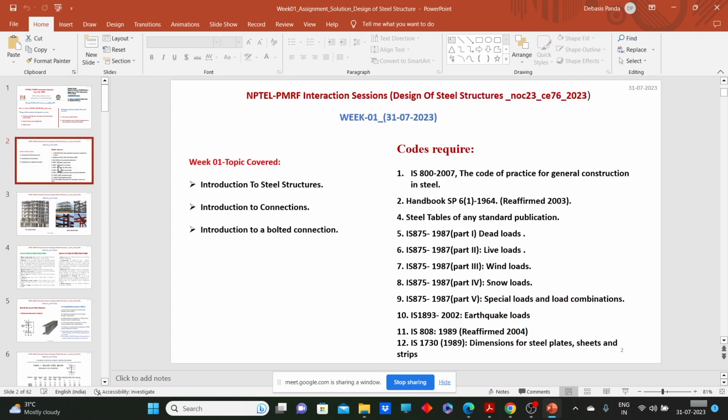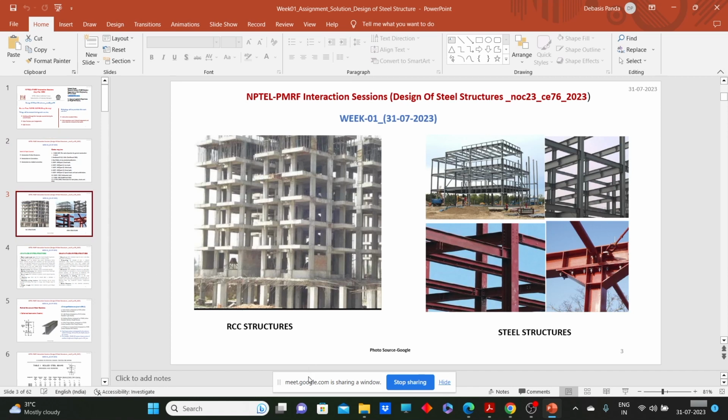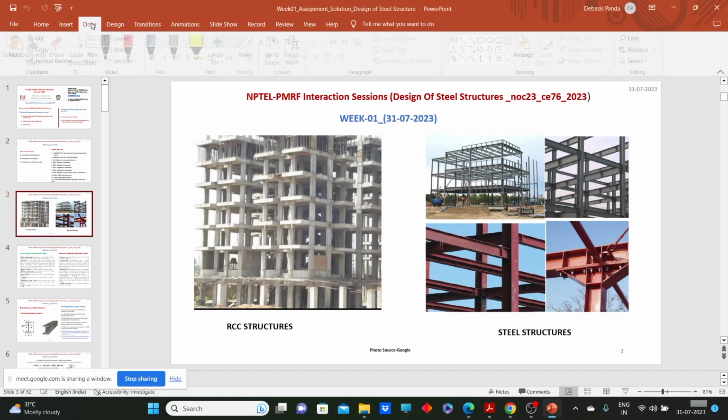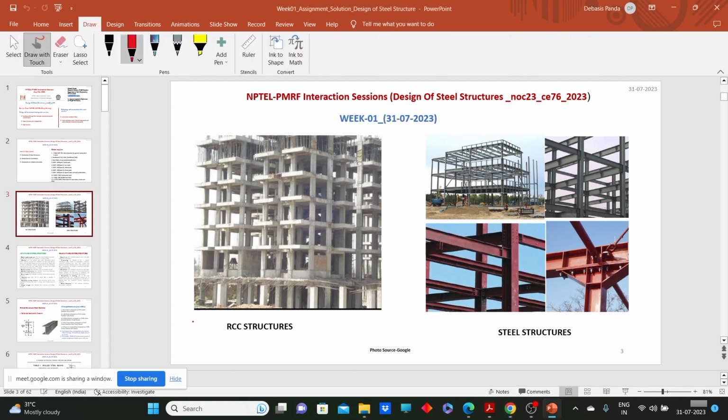This course is all about design of steel structures, right? Before going to the design part and the code requirements, first let's try to understand what we mean by steel structures, why we need steel structures, and what the differences are compared to its alternatives. Here we have an RCC structure and a steel structure. Let's try to differentiate these structures.